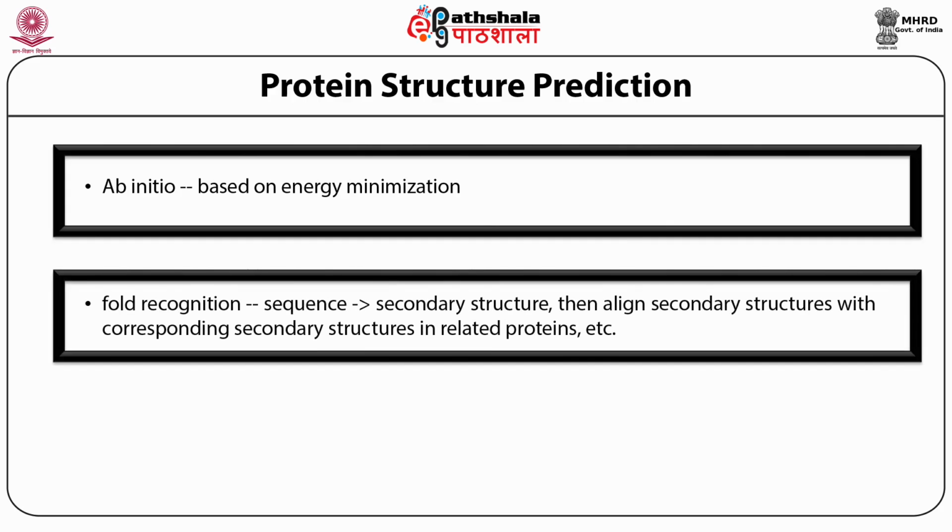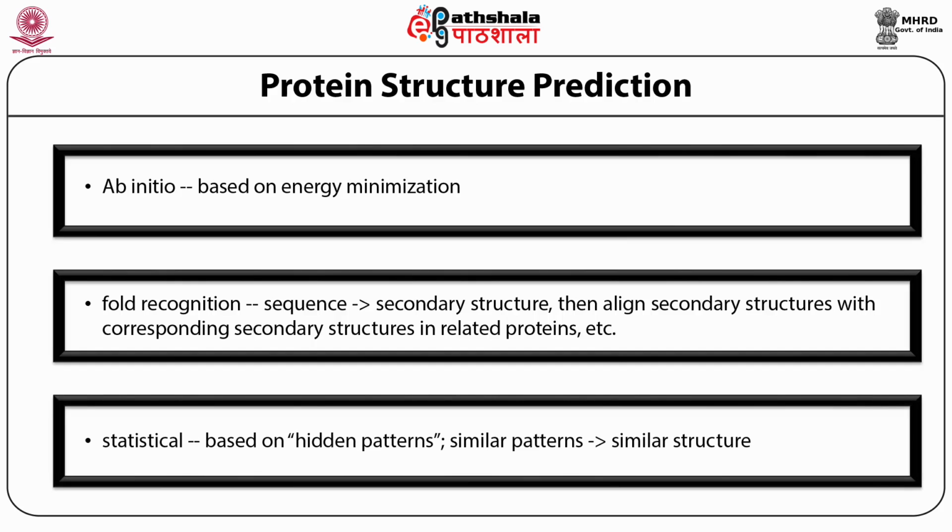Then there is the fold recognition method, where the sequence is assigned a secondary structure, which is aligned with the corresponding secondary structure in related protein sequences, and accordingly it can give you the structure of the protein. The third way is statistical, which is based on hidden patterns or similar structures. So these are the different models and tools for the prediction of protein structure.